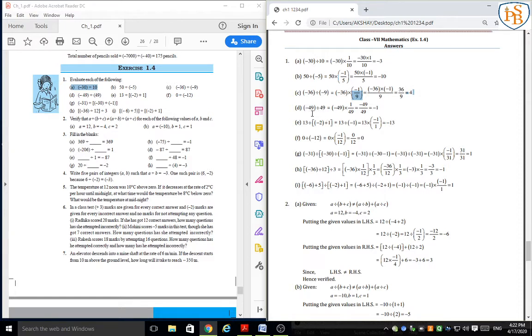49 ones are 49. But the two 49s carry opposite signs, so the answer will carry a negative sign. So the answer will be the negative integer, that is negative 1.